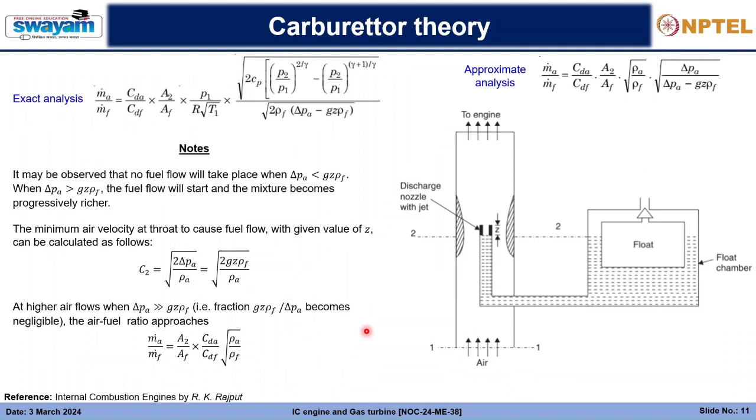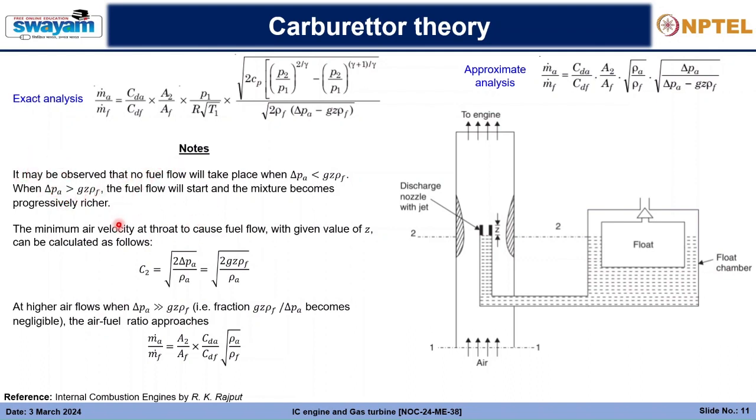Now we have seen how to derive the exact analysis. This is the exact analysis, and you can see such a scary expression, and then the approximate analysis, which is a relatively very small expression and much less scary. We need to find out the utility of these in our carburetor theory. So basically, there are certain notes to it.